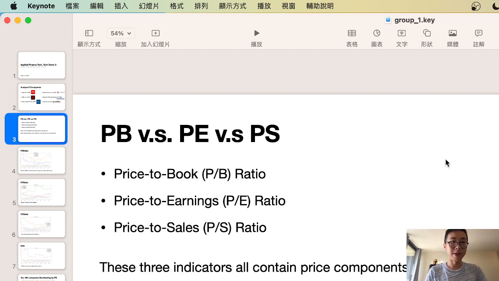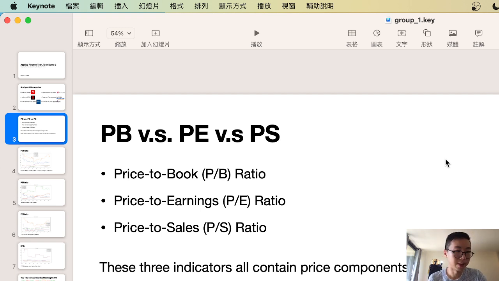And I picked PB ratio, PE ratio, and PS ratio for this week. I'm trying to study whether there are behavioral differences in the market. The reason I chose these three indicators is probably because I'm an academic guy. I want to settle down, this time, on only one variable being different. These three indicators all contain price components, and only one thing changes in their formula.